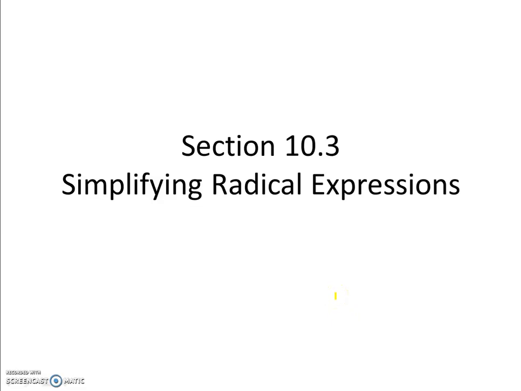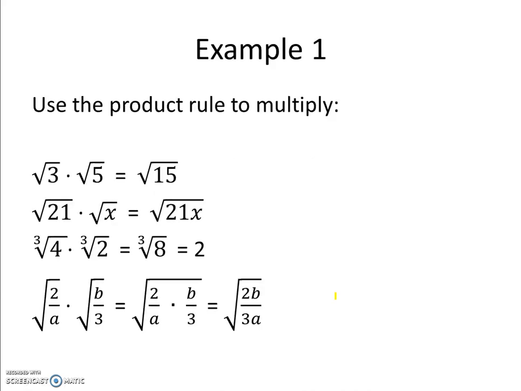Today we're going to be looking at section 10.3, Simplifying Radical Expressions. In example 1, we're told to use the product rule to multiply. We have the square root of 3 times the square root of 5, which is simply the square root of 15. The square root of 21 times the square root of x is the square root of 21x.